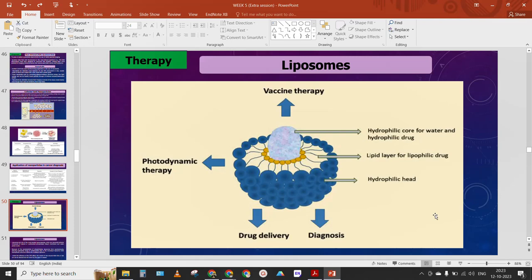The next is therapy by using nanomaterials. In liposomes, as you can see, liposomes can be used for vaccine therapy, photodynamic therapy, drug delivery, and diagnosis. Liposomes are composed of a hydrophilic core for water and hydrophilic drugs, a lipidic layer for lipophilic drugs, and a hydrophilic head which protects the entire liposome from fatty materials.